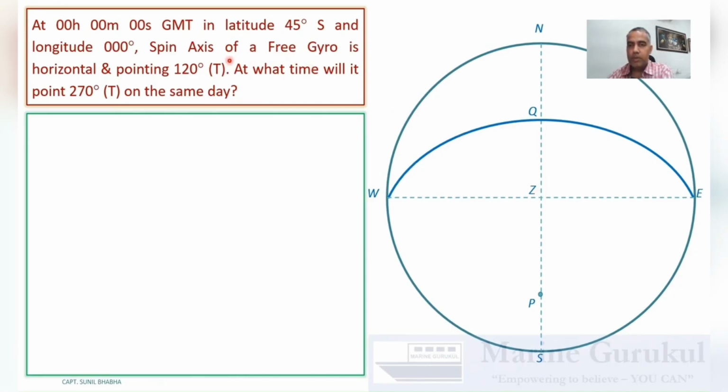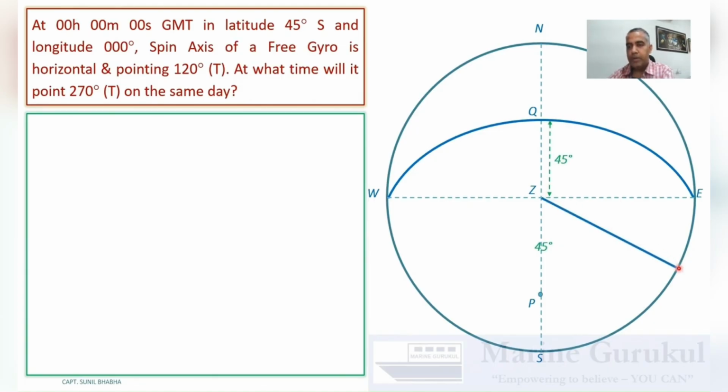Now the question says that the spin axis of a free gyro is, at one point of time, horizontal and pointing in the 120 direction. So let's identify the 120 direction first. The top point represents the north direction, and as you go clockwise, the direction changes to 10, 20, 30, 40. Then at point E, the direction is 90. Going further, we have to go up to 120. So 120 is going to be at this particular point.